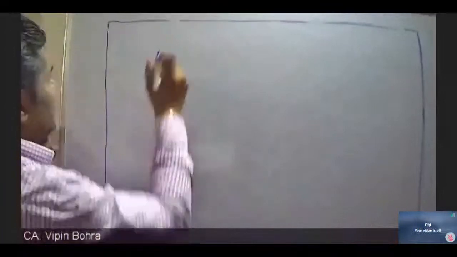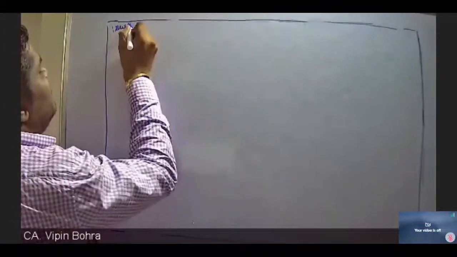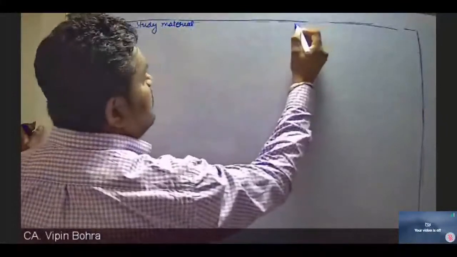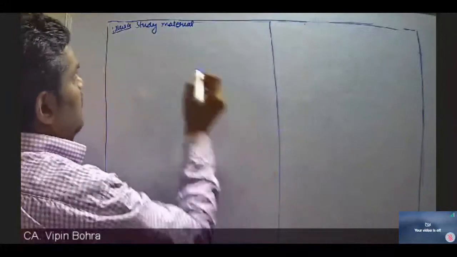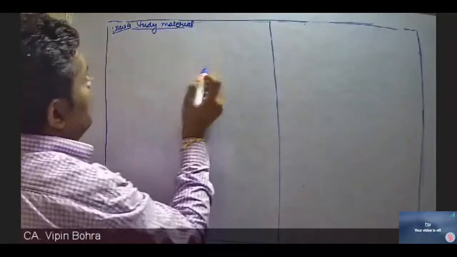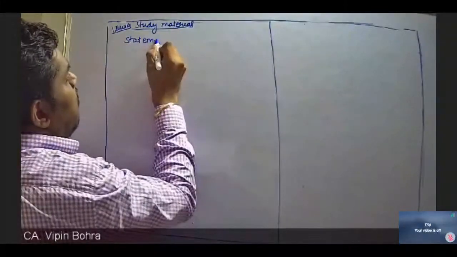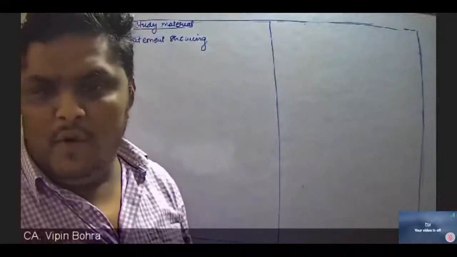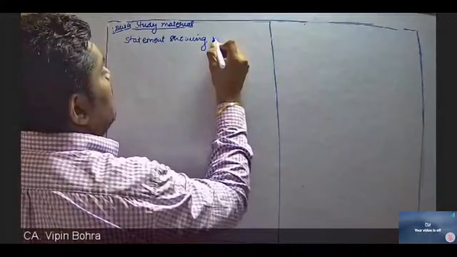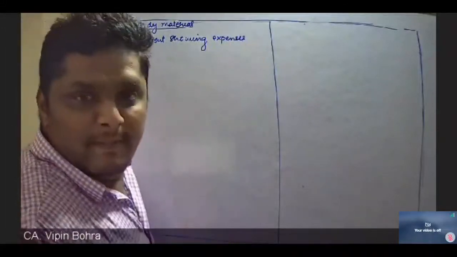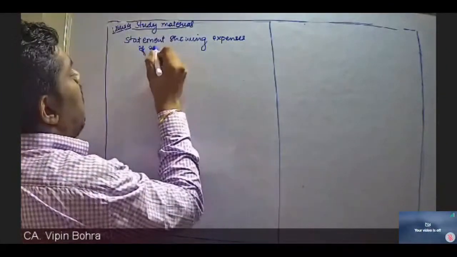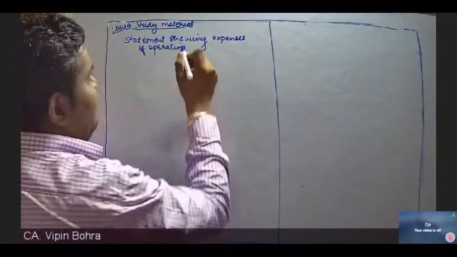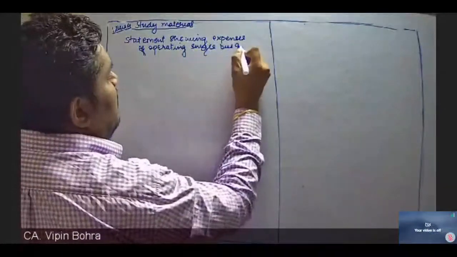So the first statement we have to prepare is a statement showing the expenses of operating a single bus and 5 buses.